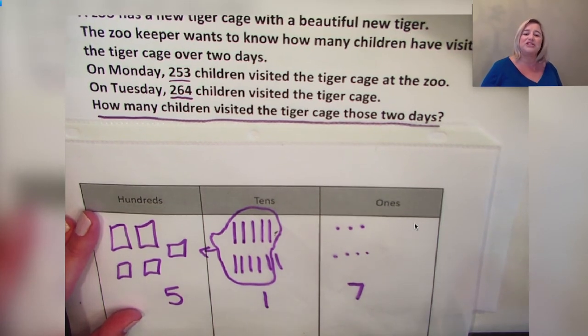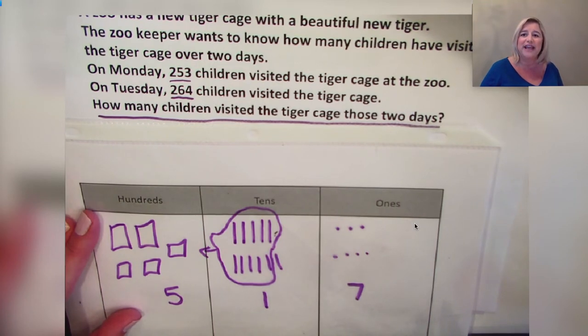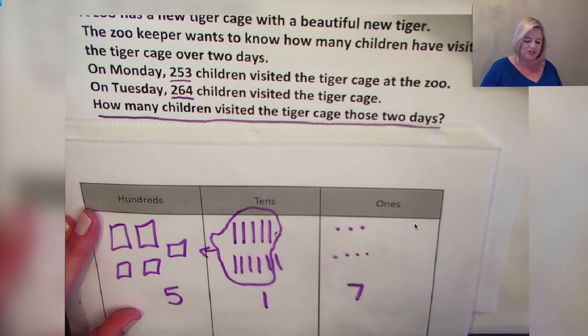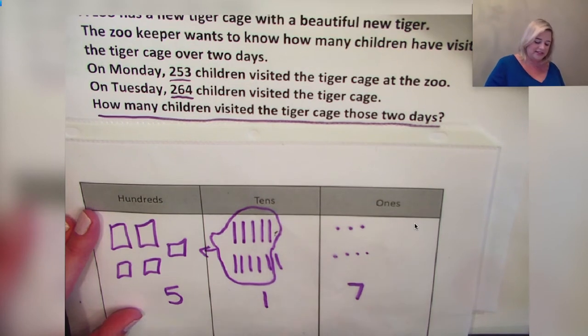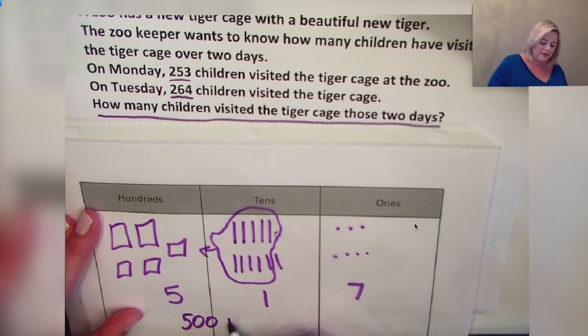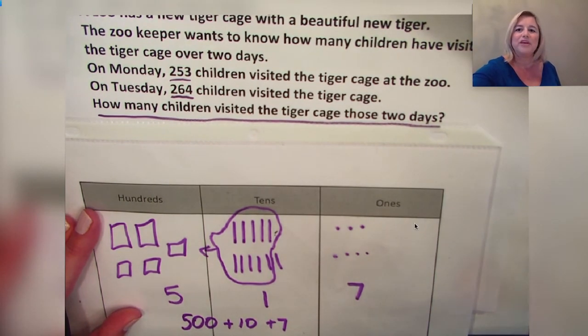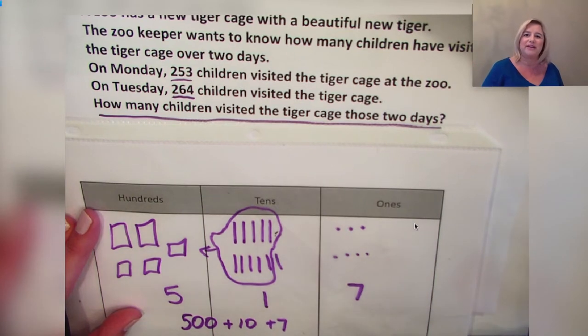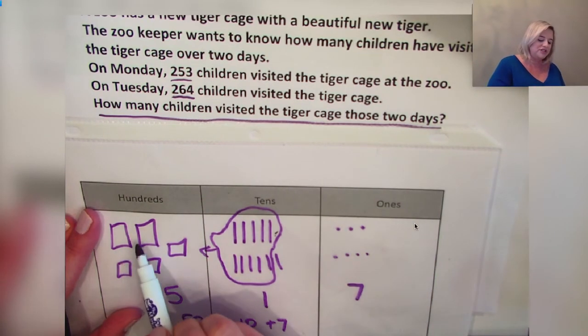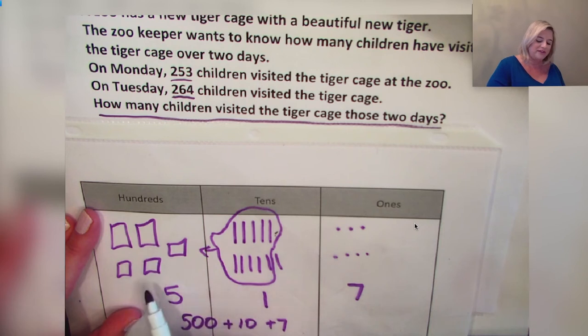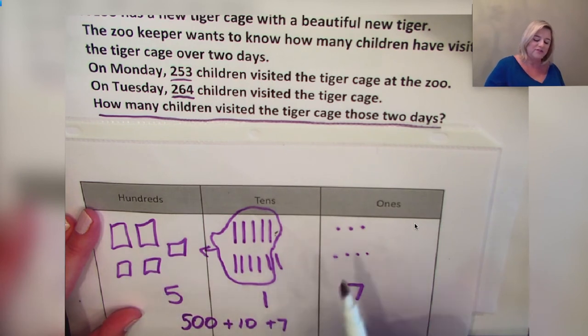Yes, it tells us how many children visited the tiger cage in those 2 days. So we combined all the hundreds, the tens, and the ones. So we have 7 ones, 1 ten, and 5 hundreds. 500 plus 10 plus 7. Excellent job. We can also figure out our total by skip counting. Count with me. 100, 200, 300, 400, 500, 510, 511, 512, 513, 514, 515, 516, 517.